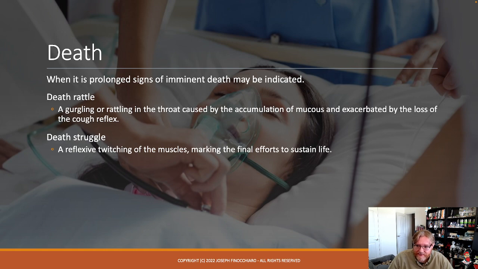When it is prolonged, signs of imminent death may be indicated. So the first is a death rattle, a gurgling or rattling in the throat caused by the accumulation of mucus and exacerbated by the loss of the cough reflex. Another important indication is the death struggle, a reflexive twitching of the muscles marking the final efforts to sustain life.